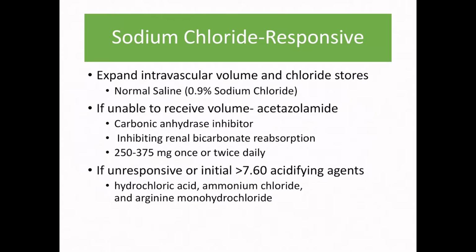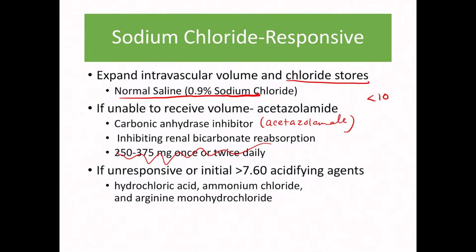When we talk about responsive, or those who have urine chlorides of less than 10, we're going to want to expand their intravascular volume and help improve their chloride stores. So the easiest way to do this is either via normal saline, or if they're unable to receive volume, whether it be because they are not hypovolemic, or they have some other disease state in which they cannot receive excessive volume, you can give a carbonic anhydrase inhibitor such as acetazolamide. This will inhibit renal bicarbonate reabsorption, and the dosing's here, but you don't really need to know it. That's just FYI.